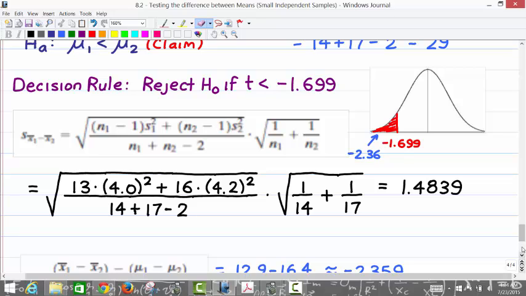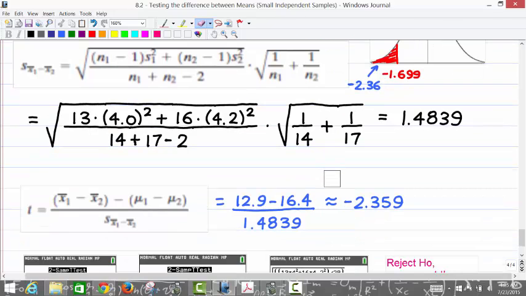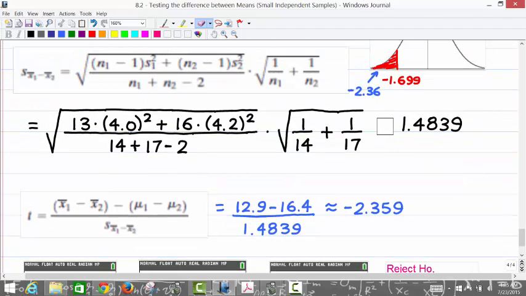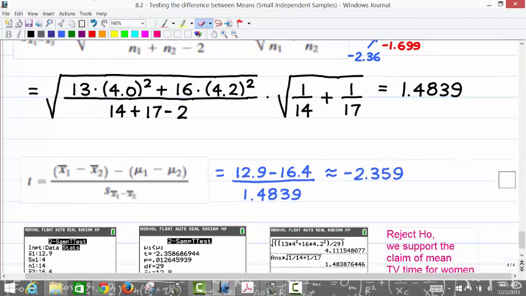So we go through this process in the square root, plug all those numbers in again, and you get 1.4839. Then the test statistic would be the first mean, which is 12.9, minus 16.4, divided by 1.4839, which is negative 2.359. You see I drew up here, rounded to negative 2.36. That's good enough. But either way, it's clearly to the left of the negative 1.699. Therefore, it's absolutely in the rejection region.